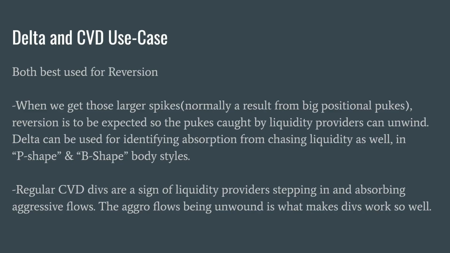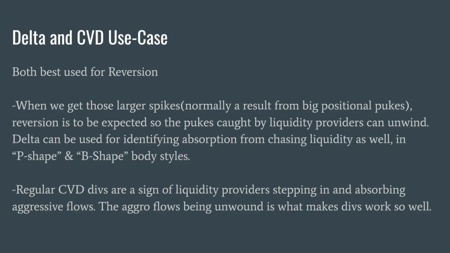And we're also going to be using regular CVD divs. We need to make the point before we move on to the examples that I'm never using hidden or weak divs or anything. It's only your regular divs. That's showing you that the liquidity providers are stepping in and absorbing those aggressive flows. And once those aggressive flows start to be unwound, the price will really quickly start moving in favor of the div. So that's why these are so effective.